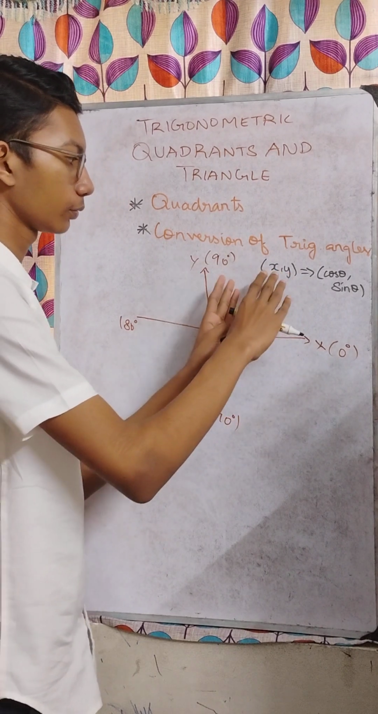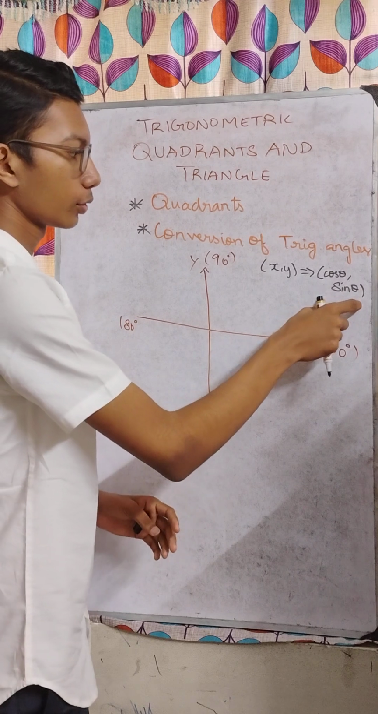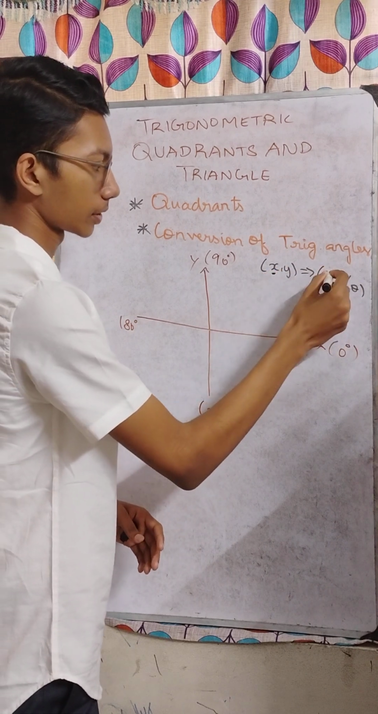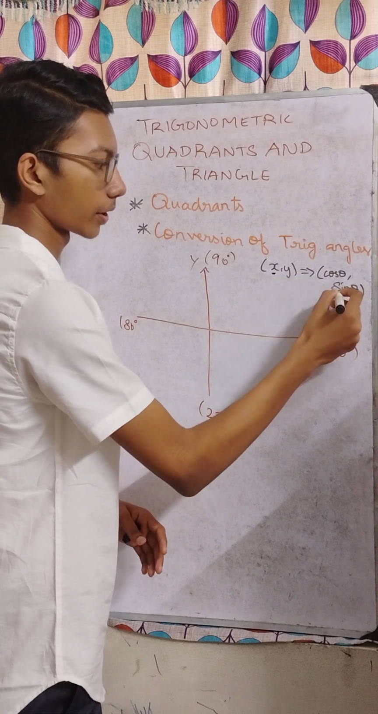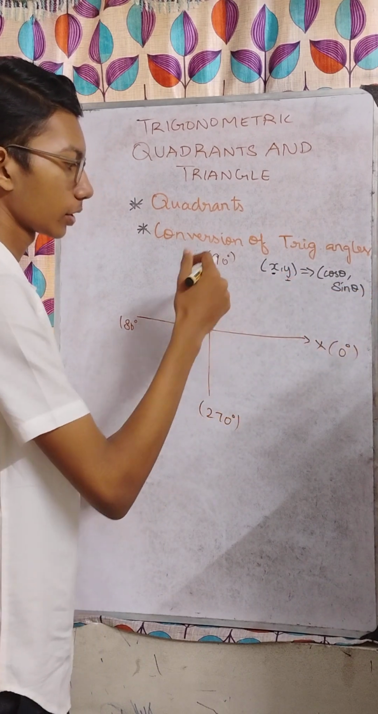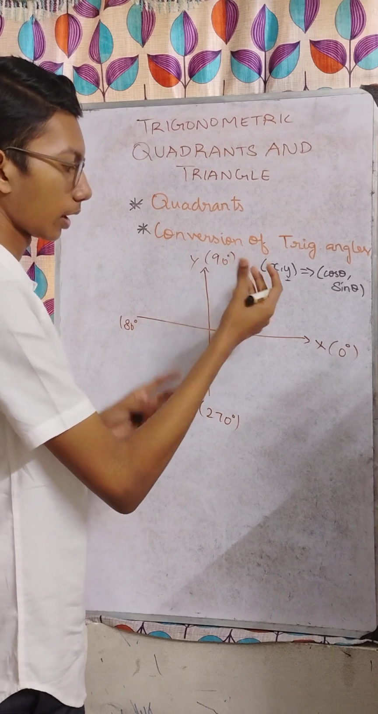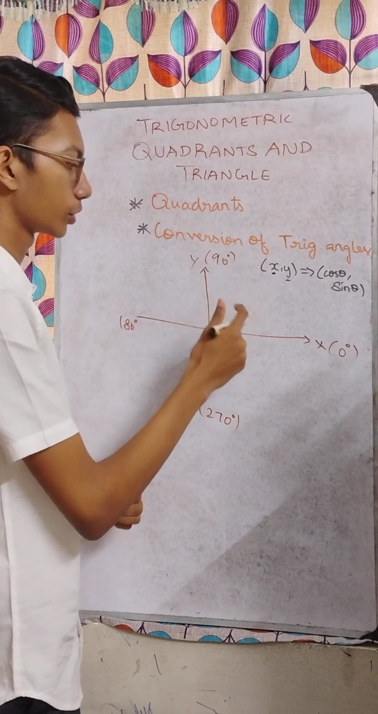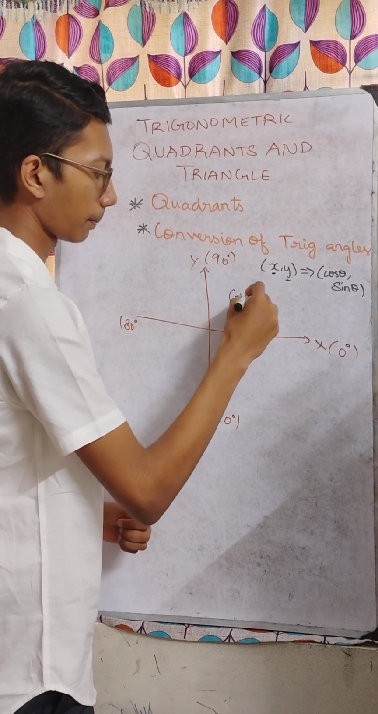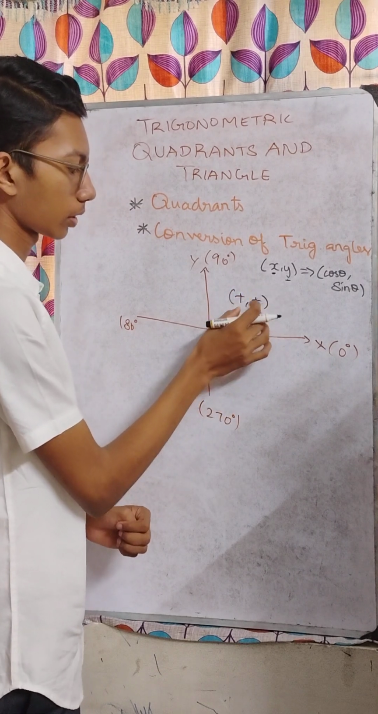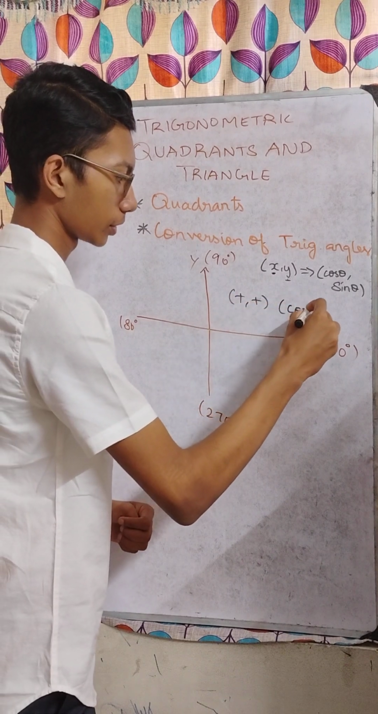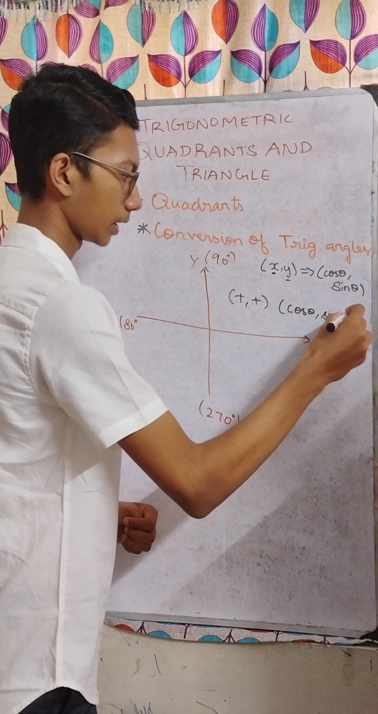But if you want to convert this Cartesian quadrant into a trigonometry or angle quadrant, then x represents cos theta and y represents sin theta. So this will be useful because the signs of this will be coming from this. So first, in this quadrant, let's take any number. Both will be positive and positive. In this quadrant, both x and y will be positive, which means both cos theta and sin theta will be positive.